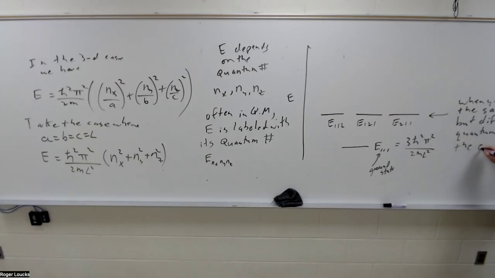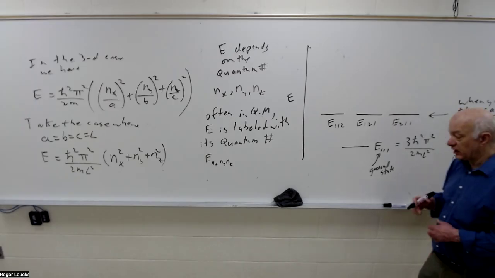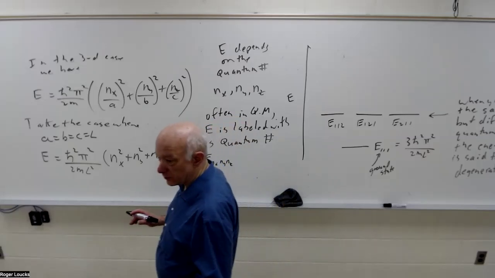the energy level is said to be degenerate. So degenerate just means it's the same energy, different quantum numbers, so they're different states.